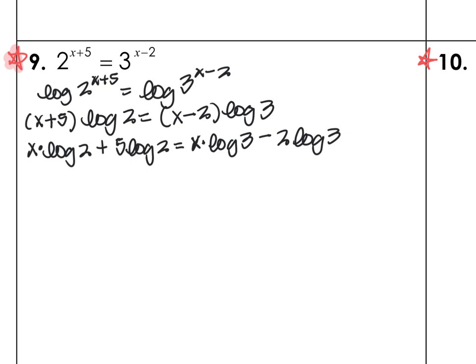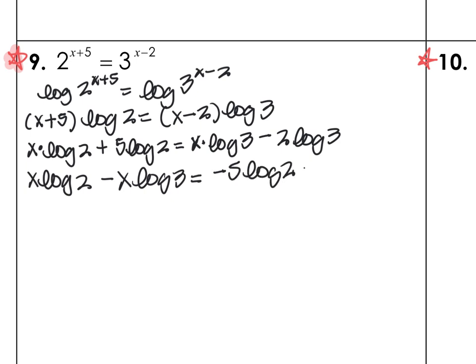Now every term that has an x needs to go to one side of the equal sign, and every term that doesn't have an x needs to go to the other. And it doesn't matter which side you put it, just switch it around. So let's see, I'm going to do x log 2. I'm going to subtract the x log 3 on this side. And then over here, I'm going to subtract that 5 log 2. And I already got a minus 2 log 3.